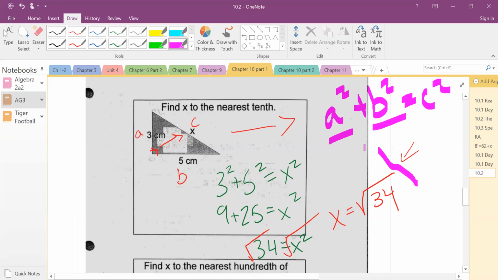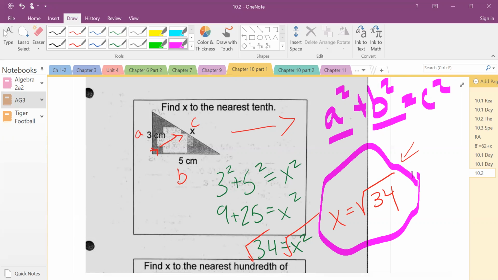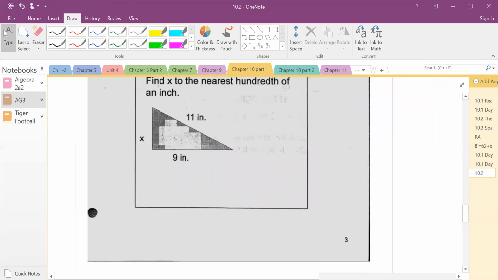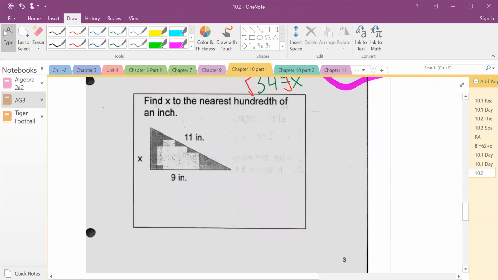This is really all I care about for right now. If you want to know if I want that simplified, well, you can't simplify that one, but for today, no. Let's not simplify for the first day of Pythagorean theorem. Maybe on the second day. Find x to the nearest hundredth of an inch.